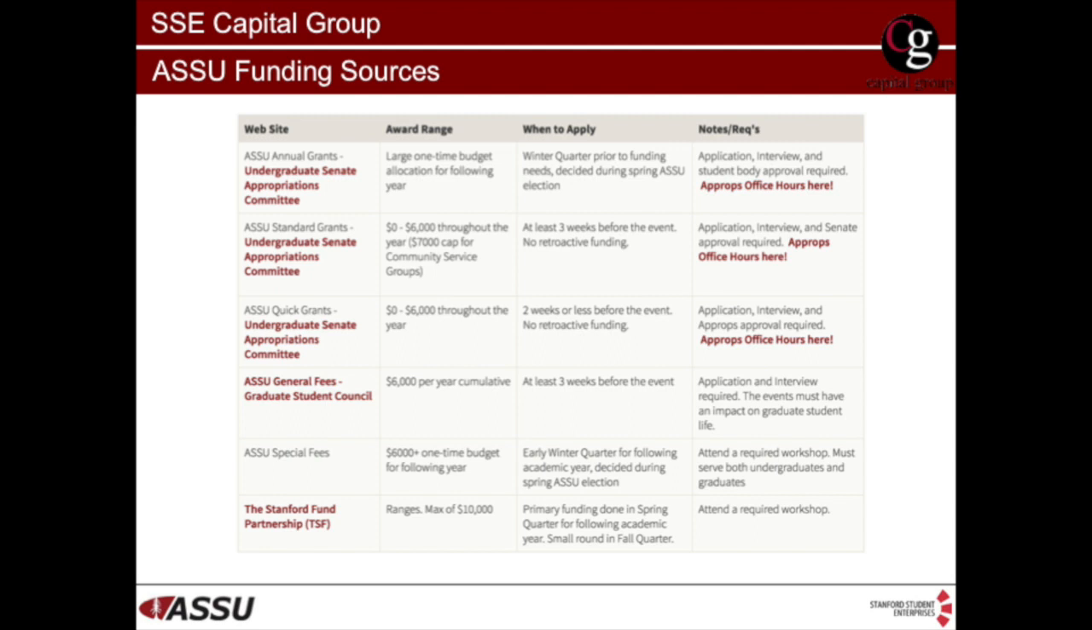If you're in an undergraduate group, you have special access to funding from the Undergraduate Senate. For funding greater than $6,000 annually, you can apply to annual grants. For less than $6,000, you should go to standard grants or quick grants. For graduate student groups, you have two similar options: the general fees for up to $6,000 and special fees for greater than $6,000. A final option is the Stanford Fund that gives a maximum of $10,000 in exchange for stewardship hours with alumni.